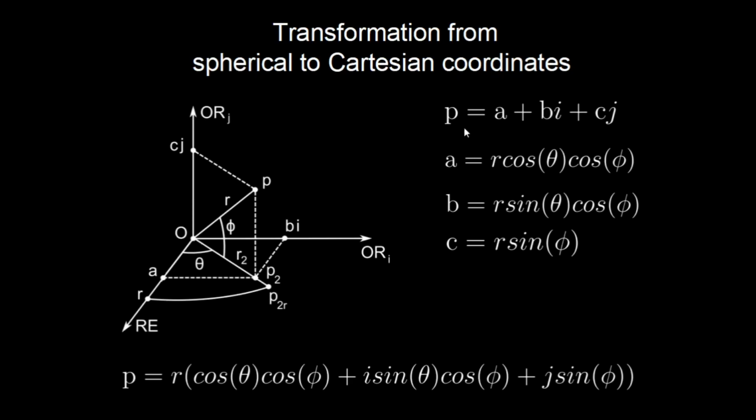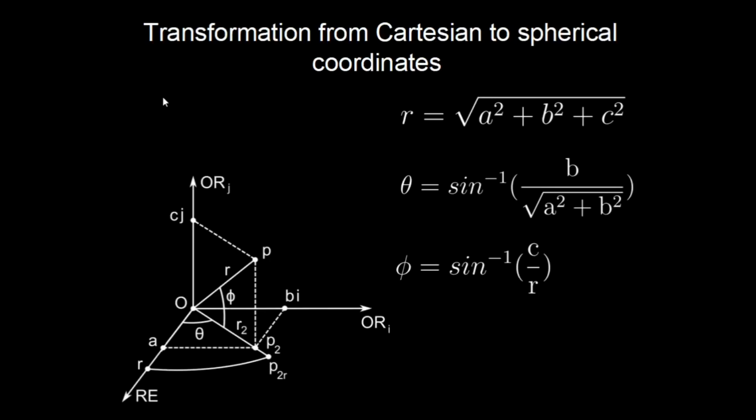This is the expression for position number in 3D Cartesian coordinates. Inserting the A, B, C results into the expression, we obtain this formula. This is the transformation formula from spherical to Cartesian coordinates. Likewise, from the geometry, we can obtain the transformation from Cartesian to spherical coordinates.